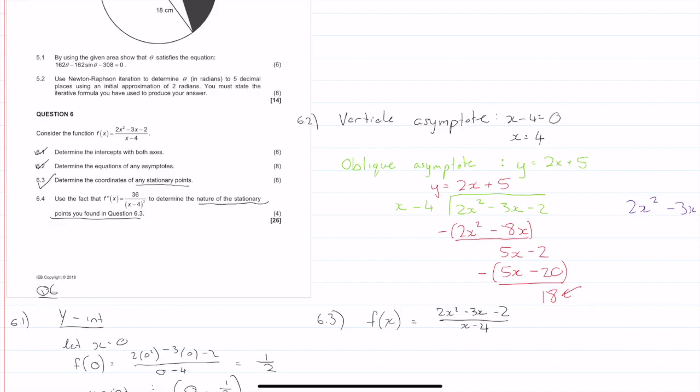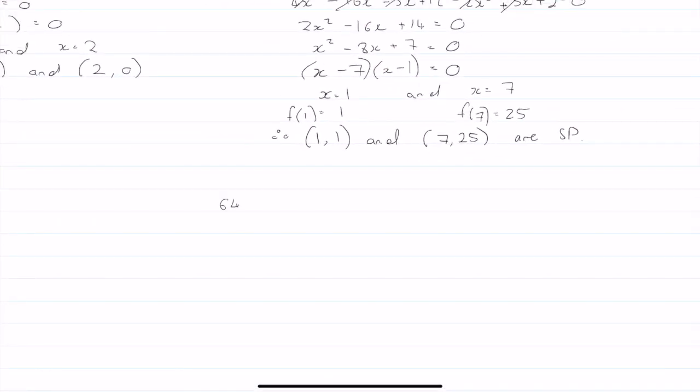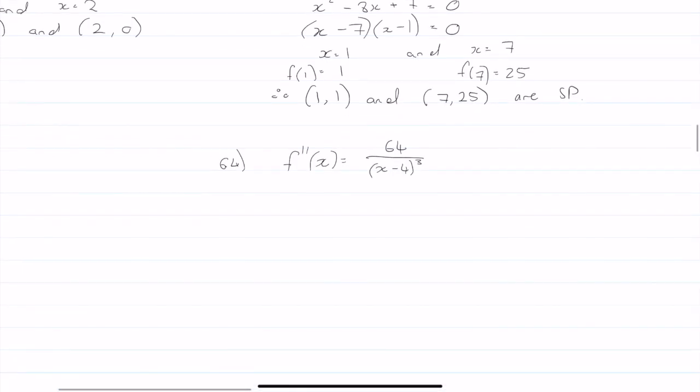To question 6.4, the question says, use the fact that the double derivative f double dash of x is equal to 36 over (x minus 4) cubed to determine the nature of the stationary points that you found before. So we're going to start off 6.4 by stating f double dash of x is equal to 64 over (x minus 4) all cubed. Then we're going to plug in the x coordinates of our stationary points.